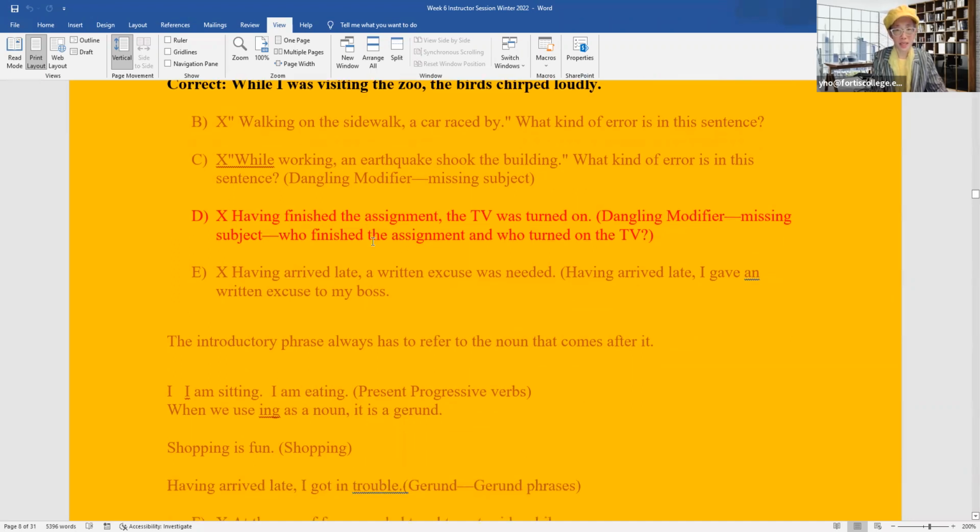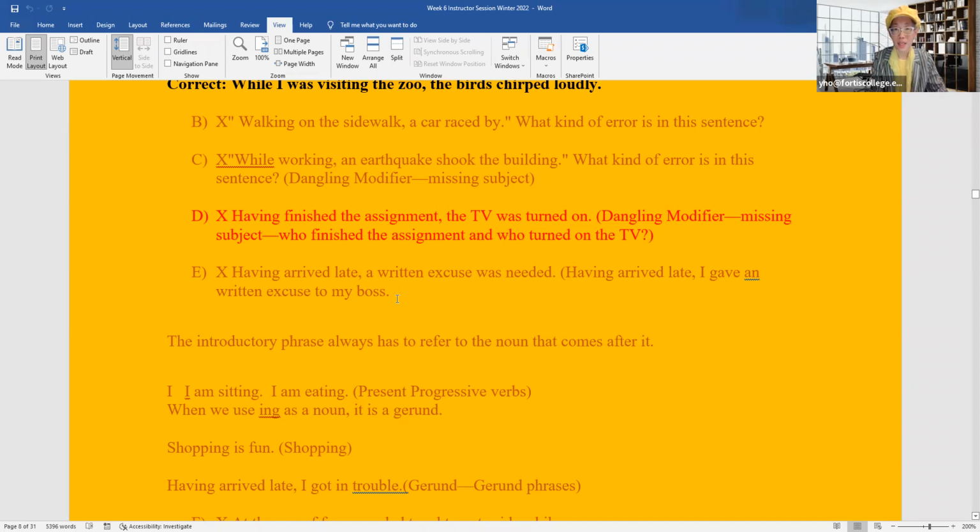Having finished the assignment, the TV was turned on. And so the TV grew hands and did the assignment? No, it should be, after I finished my assignment, I turned the TV on. And so this one is missing who turned on the TV and who did the assignment. So that is also a dangling modifier mistake.